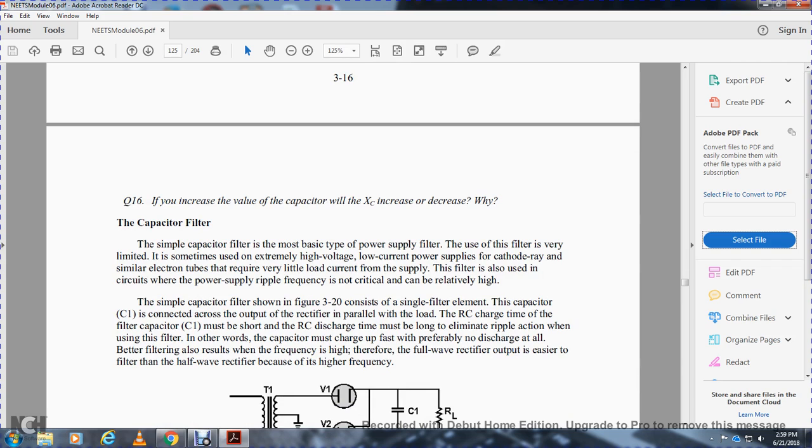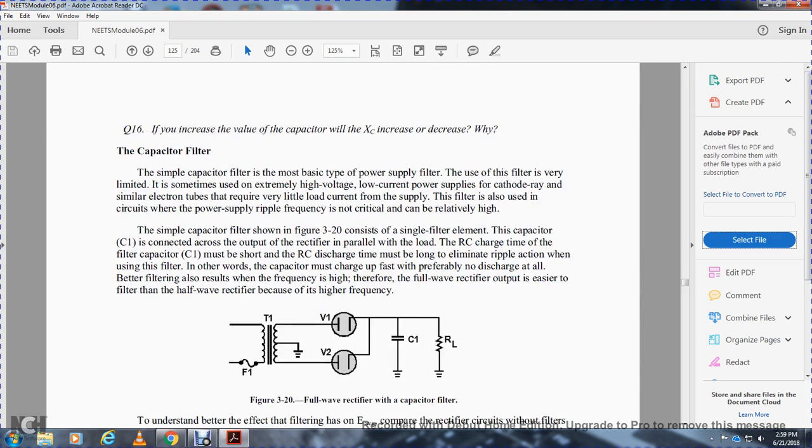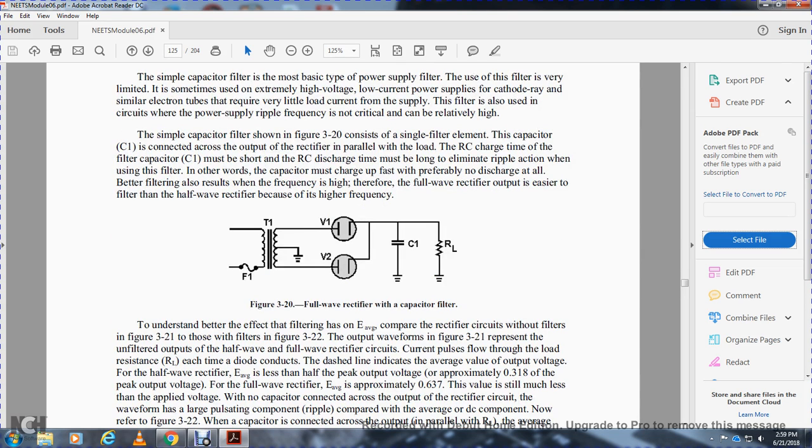With very little load current through the supply, the filter is usually used where the power supply ripple frequency is critical and can be relatively high. The simplified filter is shown in figure 320 with a single filter element. The capacitor C1 is connected across the output of the rectifier, in parallel with the load resistor. The RC charge time must be short, but the RC discharge time must be long enough to eliminate the ripple action of the filter.